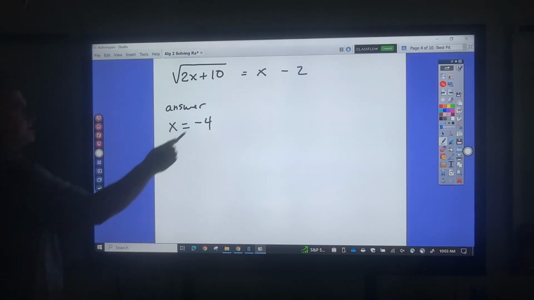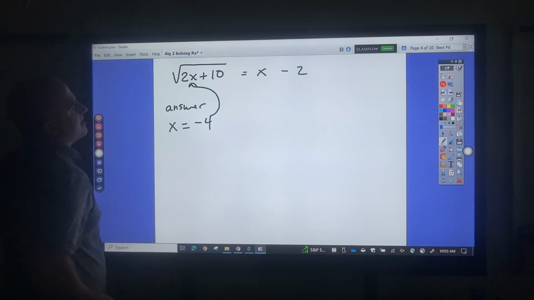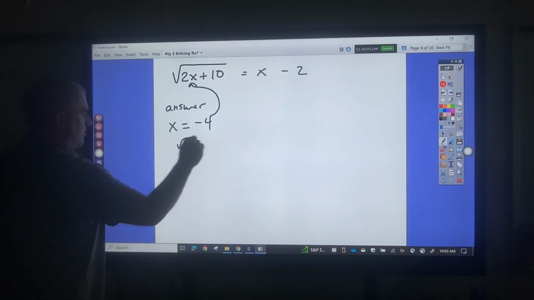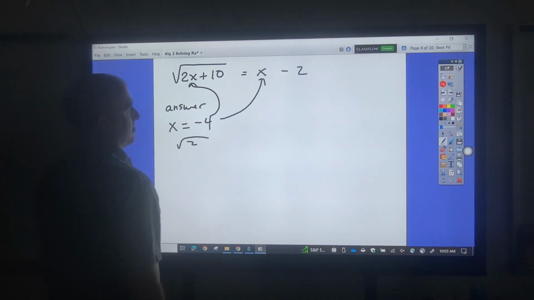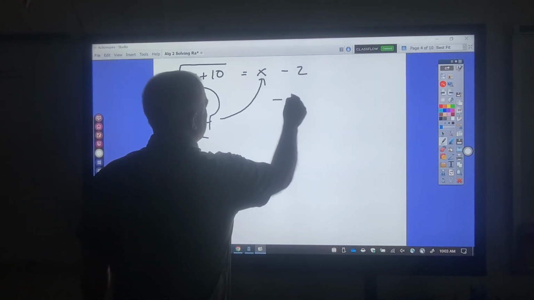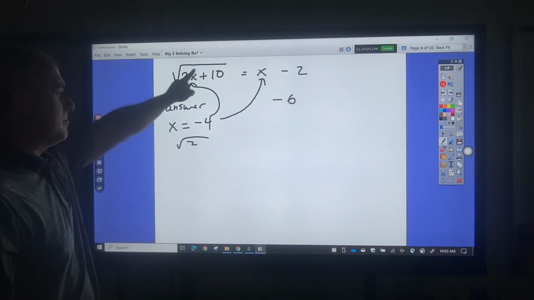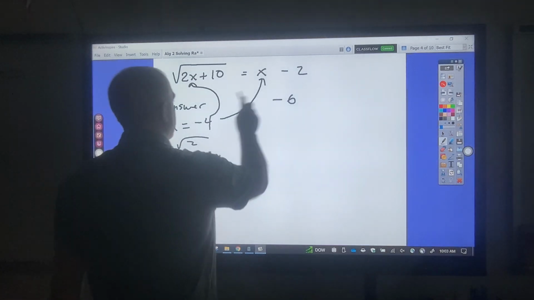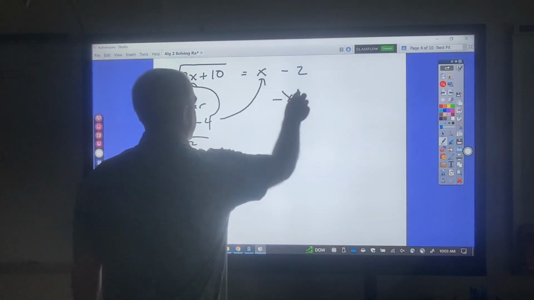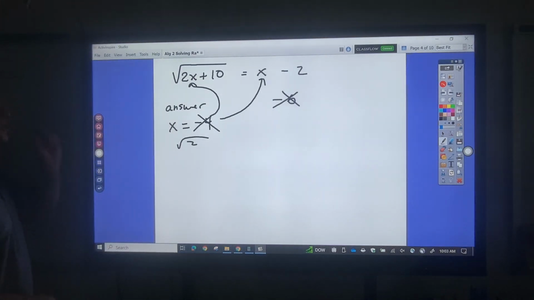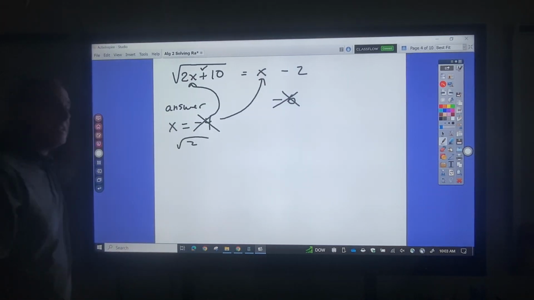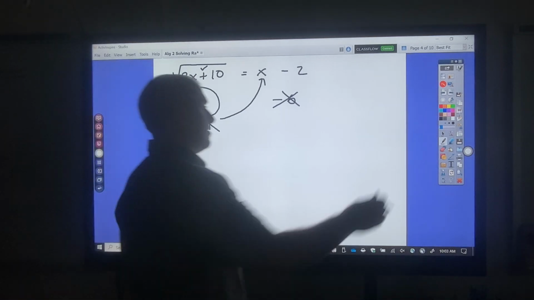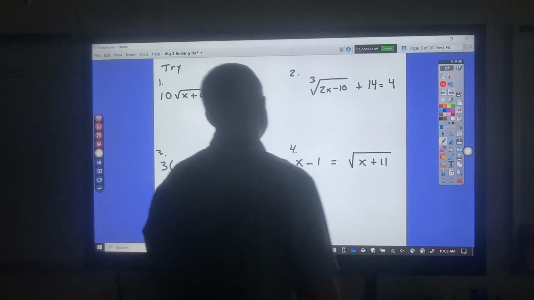The problem is, if I were to put that back in there, 2 times negative 4 is negative 8 plus 10 is the square root of 2. Fine. But if I were to put negative 4 into there, negative 4 minus 2 would be negative 6. It's impossible for a square root to be a negative. So that can't work. That would be bad. So what you have to do is make sure it works here, but you also have to make sure that it doesn't equal a negative number. Okay, all right.